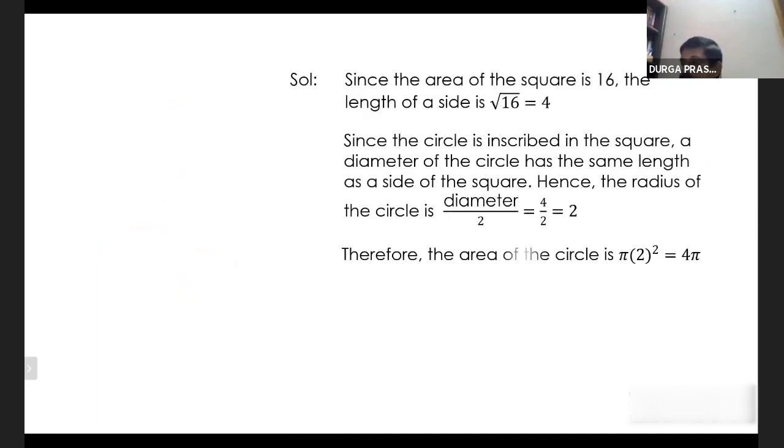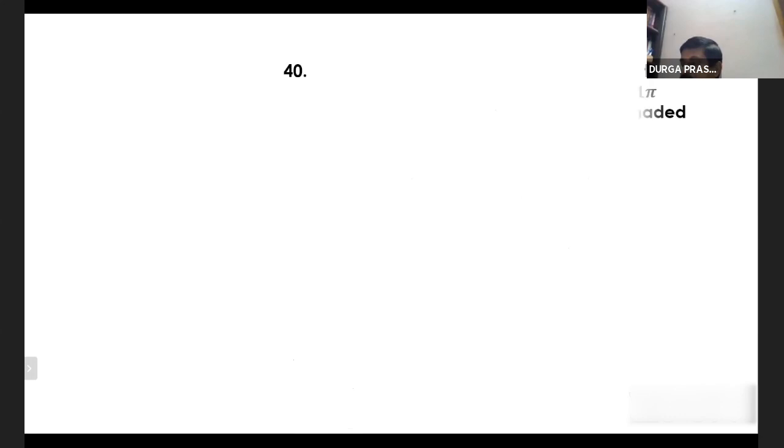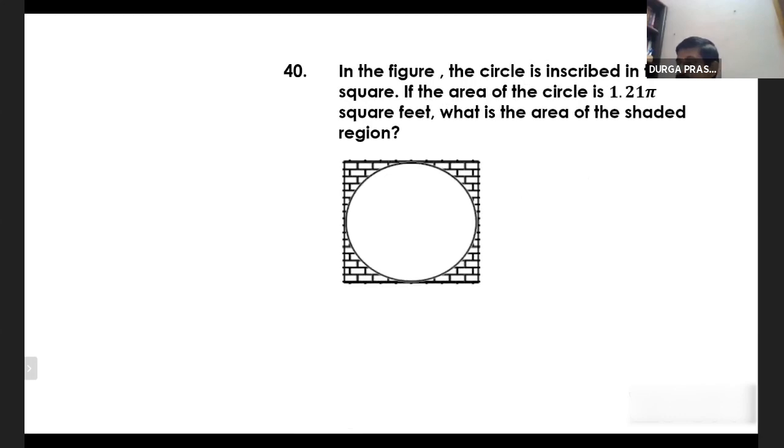Okay, let us go to the next question. In the figure, the circle is inscribed in a square. The area of the circle is 1.21π. So πr² equals 1.21π, r² is 1.21. So that is 11 by 10 or 1.1. r is 1.1.